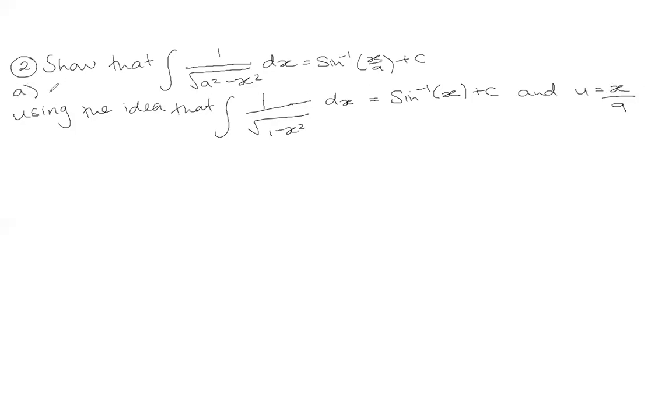So this is part A. What we want to do is show that this is equal to this, right? So we want to start off with this part of the equation and end up with this as our answer. We're going to need to use an appropriate substitution, and we'll take x over a as our u, right? So we start off with this thing first.